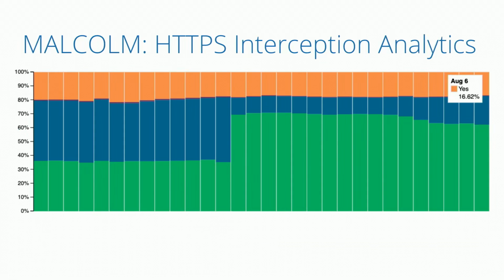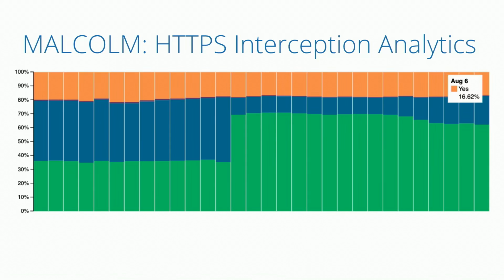This shows that just about 17% of traffic has been flagged. The green shows traffic that we do not believe to be intercepted, and the blue shows traffic that we're not sure about because our fingerprint database is incomplete or out of date. So you might be wondering about this large spike that you see here. This is actually from when I updated the reference browser fingerprints that we're using in our production database.